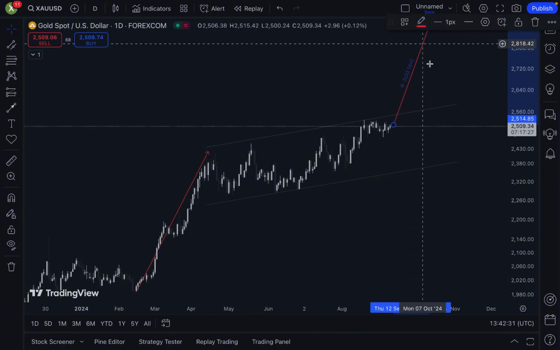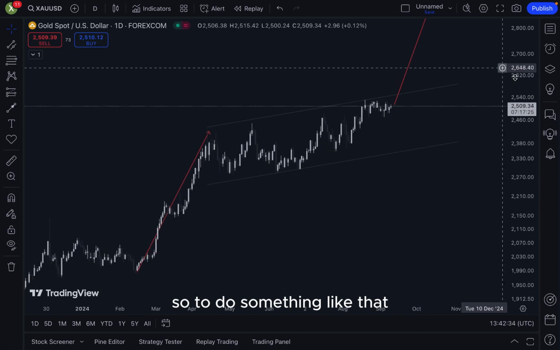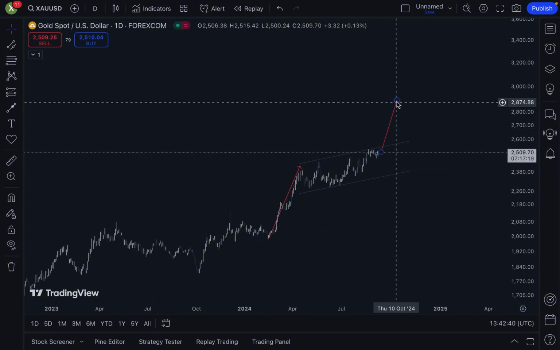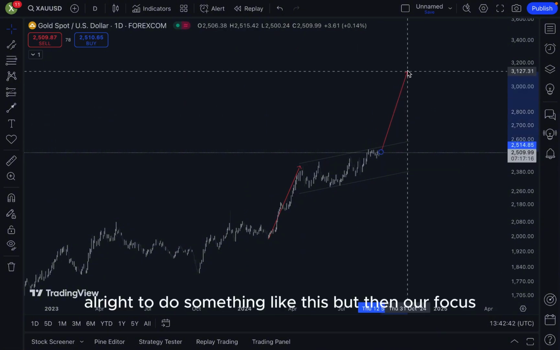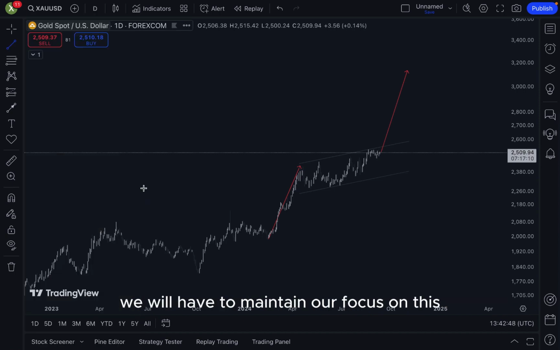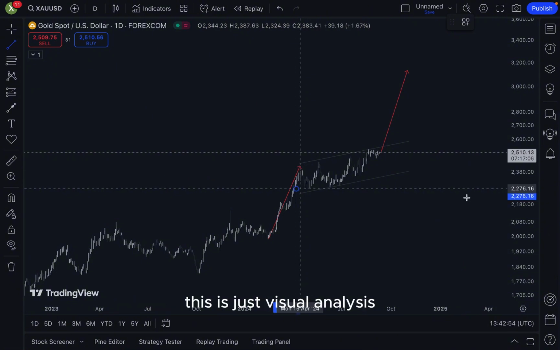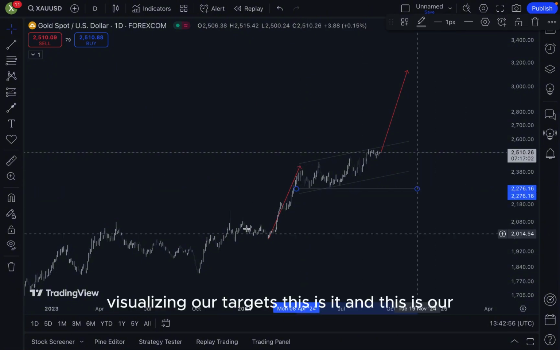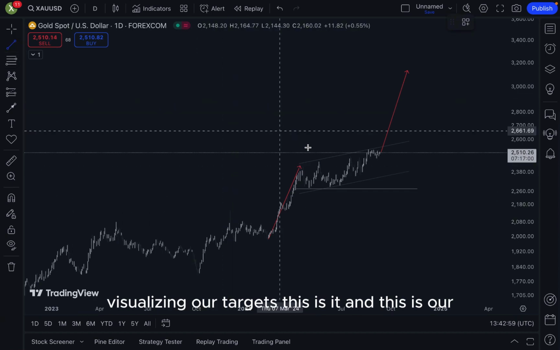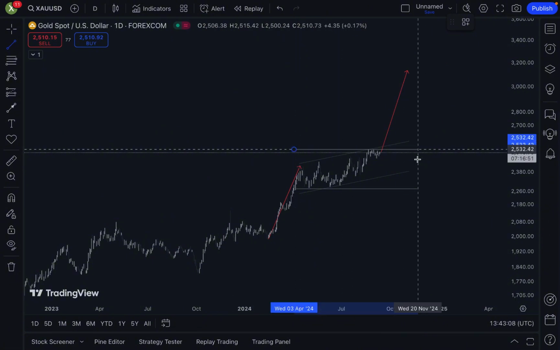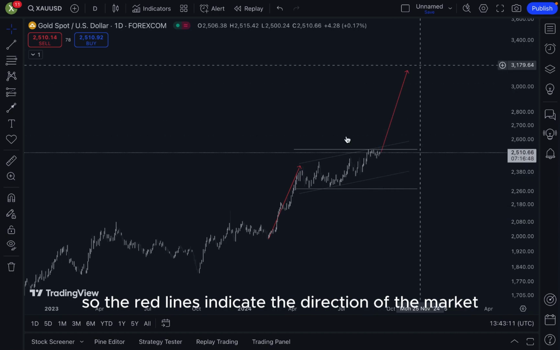All right, to do something like that, let me just stretch it. To do something like this. But then we will have to maintain our focus on this before we do a beautiful technical analysis. This is just visual analysis, visualizing our targets. This is it, and this is our external liquidity. The red lines indicate the direction of the market.